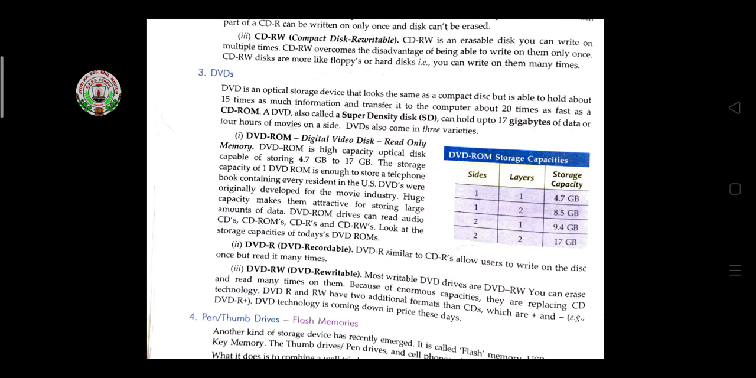DVD-ROM drives can read audio CDs, CD-ROMs, CD-Rs and CD-RWs. Look at the storage capacity of today's DVD-ROMs. A DVD is used to store our data, our movies, all the information we have to store. And then the same with DVD recordable, which allows the user to write on the disc, and it can be read many times.